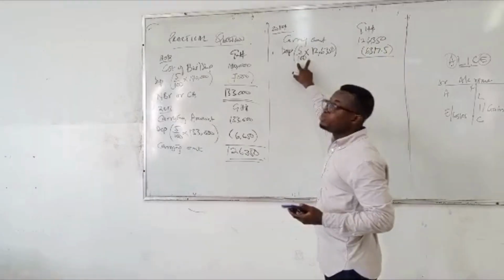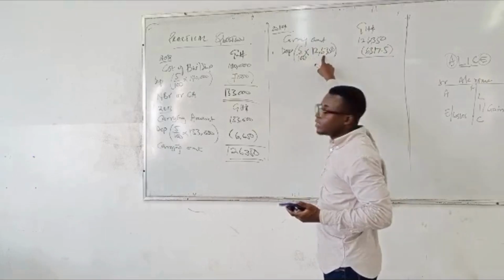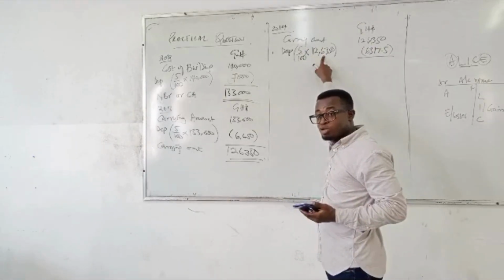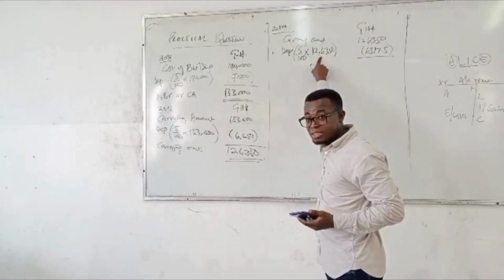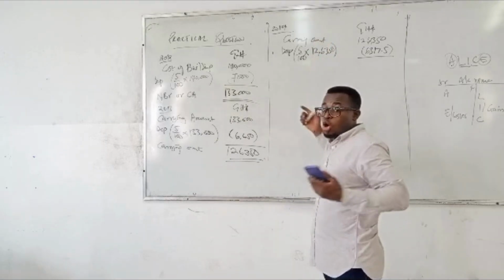So here we are computing the depreciation rate on the current amount, using the reduced balance of the asset. So we are computing on it.